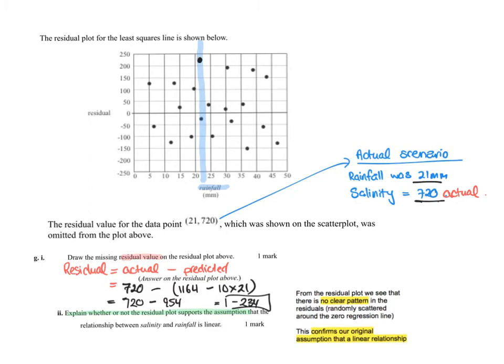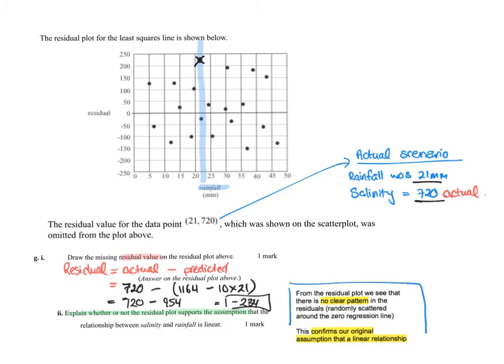So you need to mark it. I don't know, maybe put a cross or whatever. This is a trial exam. They'll be a bit more clear on how to, I think they normally say mark it with a cross or something. Explain whether or not the residual plot supports the assumption that the relationship between rainfall and salinity is linear. We're going to say yes, it does, and then we'll use this statement, which is in our summary sheet.